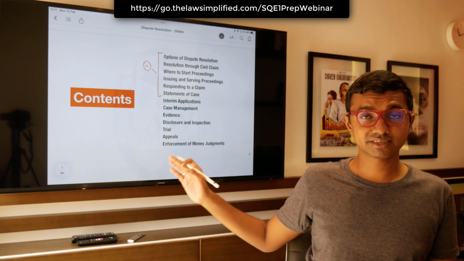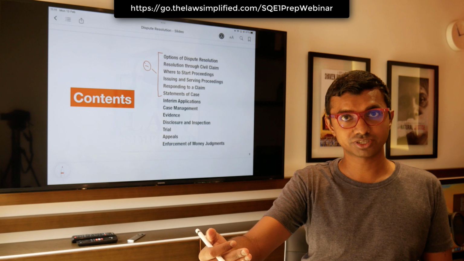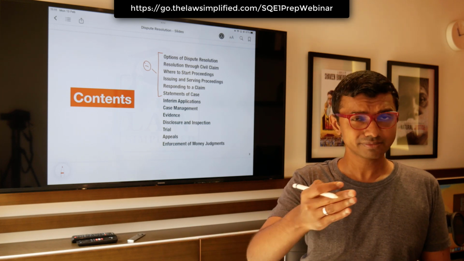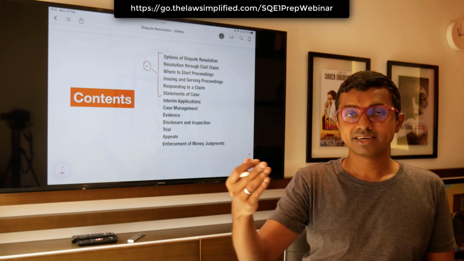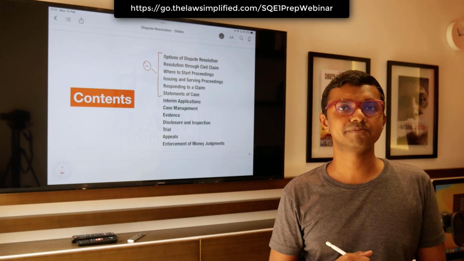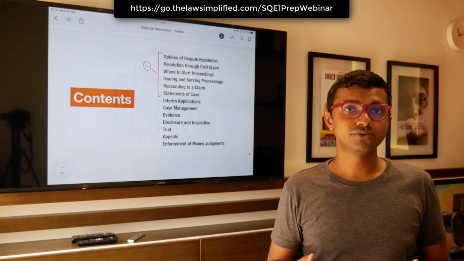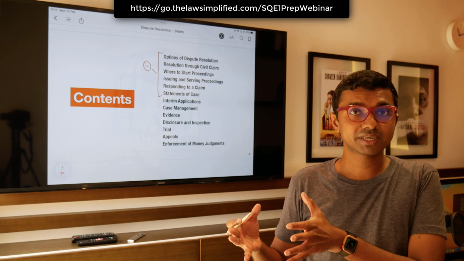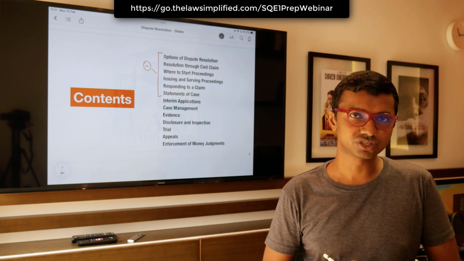Then we look at serving of proceedings, how exactly the commencement of the process is to take place, the process of serving a claim, the reply, the defense being submitted with an intention to defend, for example, statement of case. Basically, everything that you need to know about setting up a case for trial is what you look at in the first part of dispute resolution.